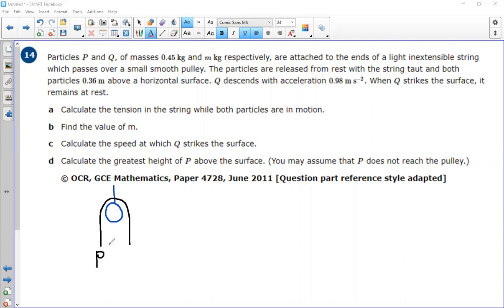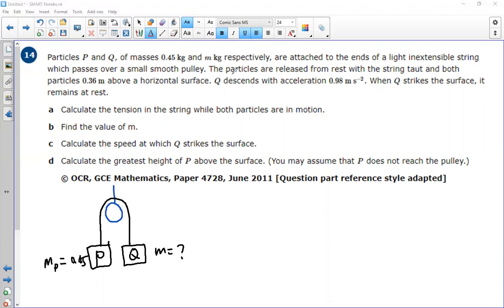Okay, let's just say that's P. And then we also on the other side have Q. You can then say the mass of P is 0.45, and the mass of Q, unfortunately, we don't know.